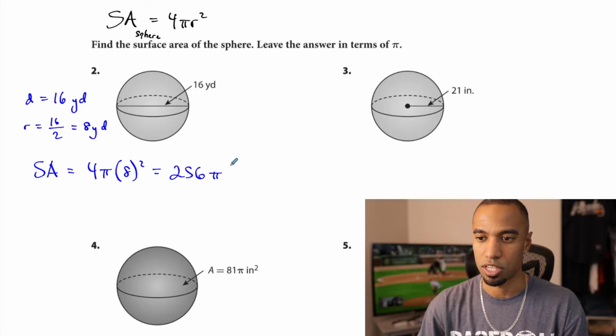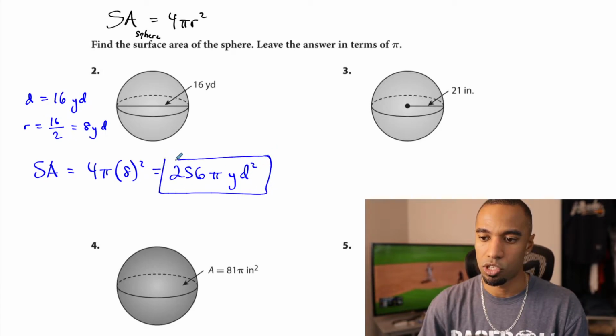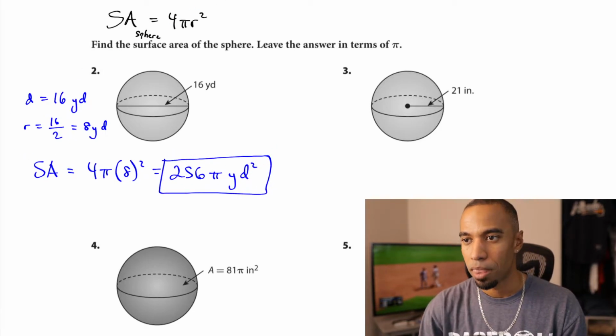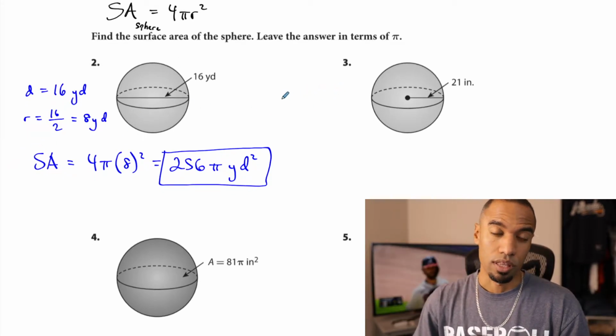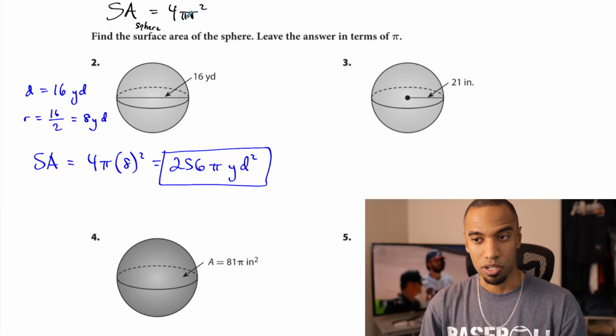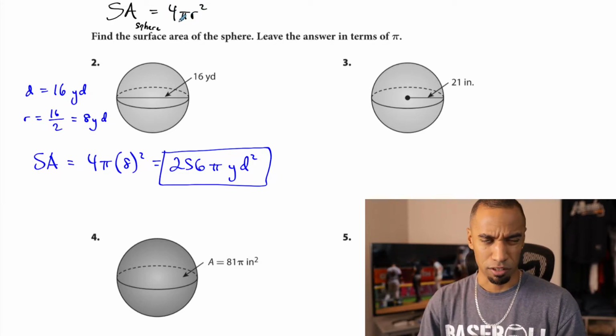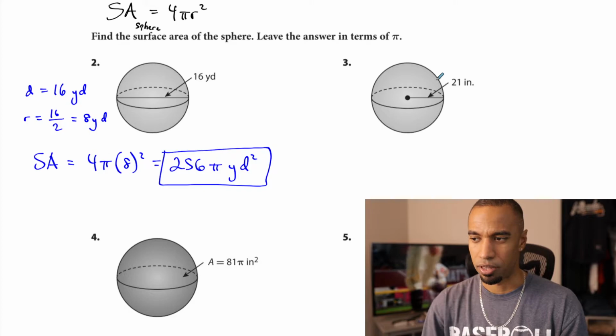So I have 256 pi, and this is square yards here. Remember, this is area, so we are doing square units for these. And that's it. I think these are easier than the other ones with formulas and all that, especially because there's no fraction like the volume formula, the 4/3. But leave it in terms of pi. I know that can be a little weird.